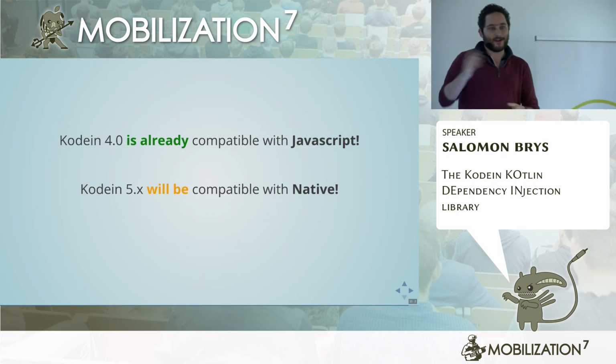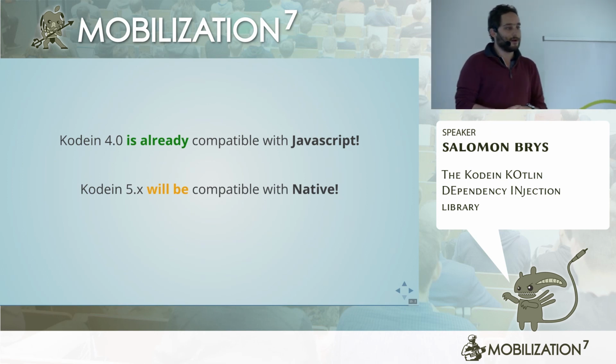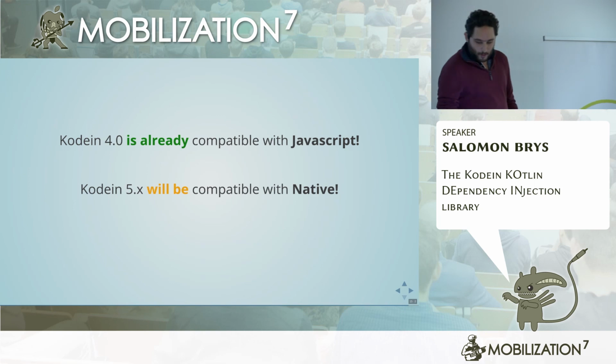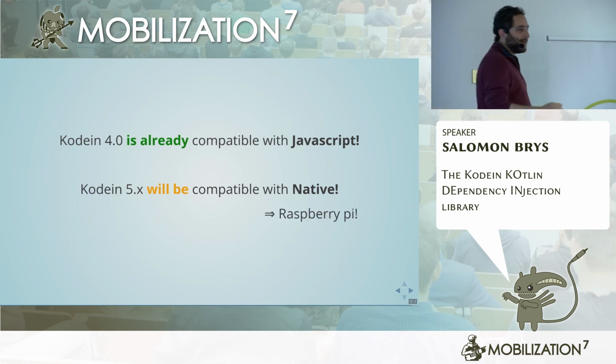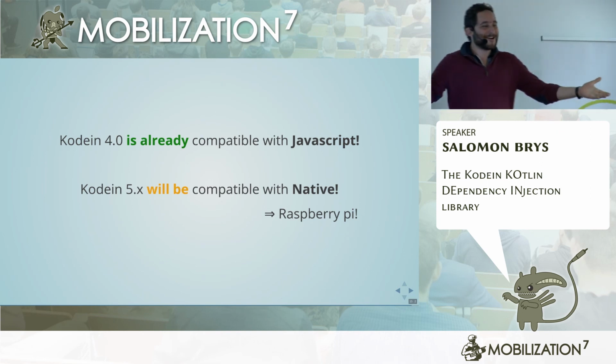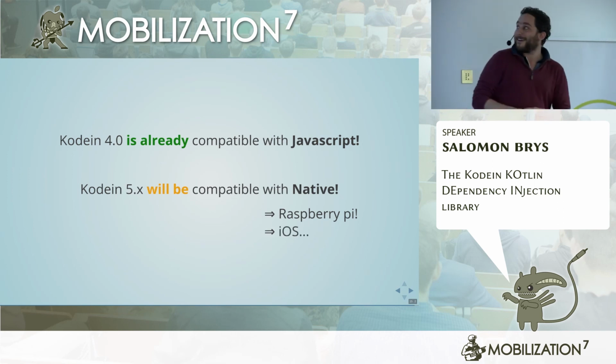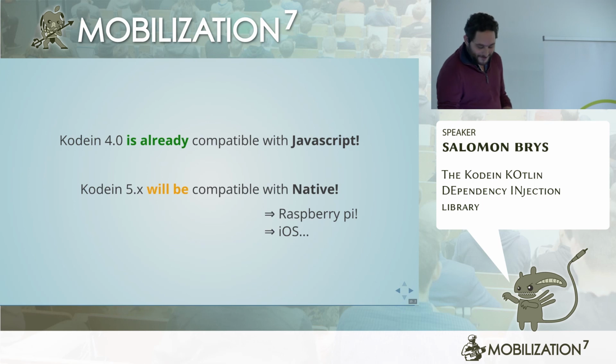it will compile to LLVM bitcode, which in turn compiles to processor assembly, which means that we will get to run our Kotlin code on Raspberry Pi. Yeah! Come on! Okay, there's also iOS, but you know, if you're interested.